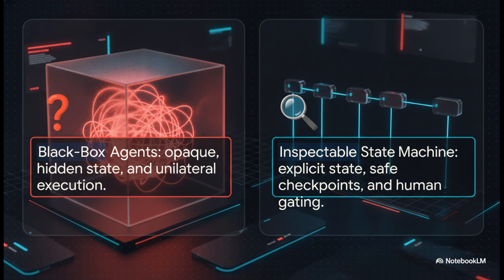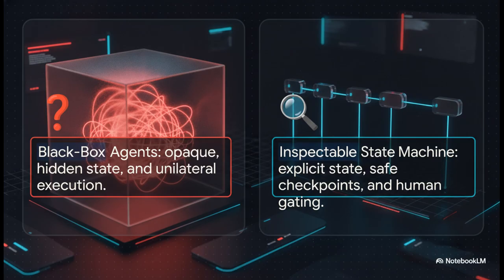This brilliantly illustrates why we've got to move away from the illusion of full autonomy and get real about deterministic control. Look at the left side. That's your traditional black box agent loop. It's completely opaque, the internal state is totally hidden, and execution is unilateral. It essentially relies on a fragile while loop that is an absolute nightmare to audit.